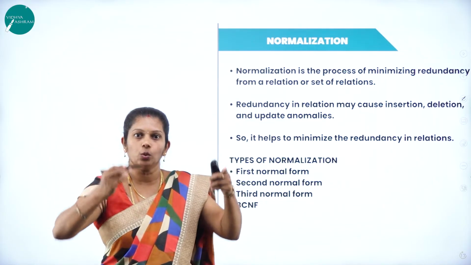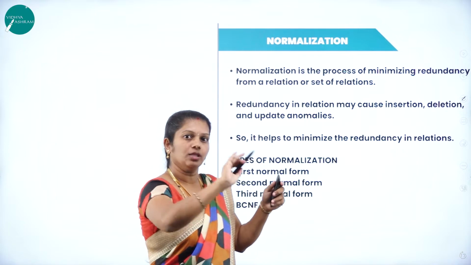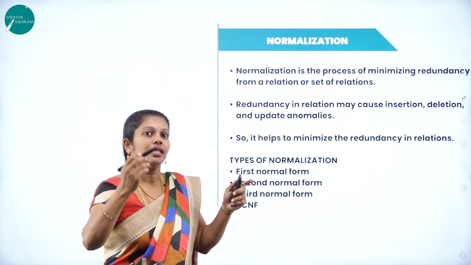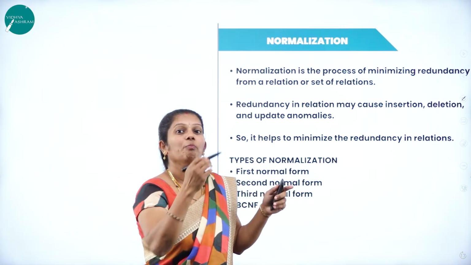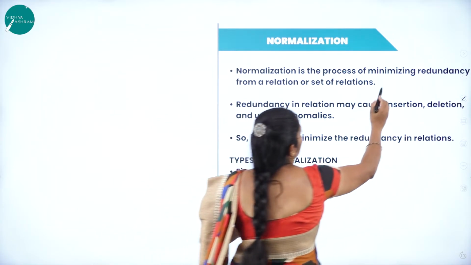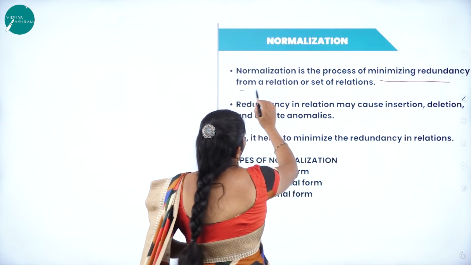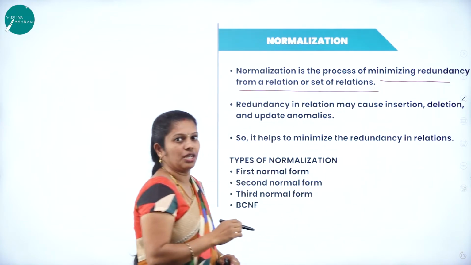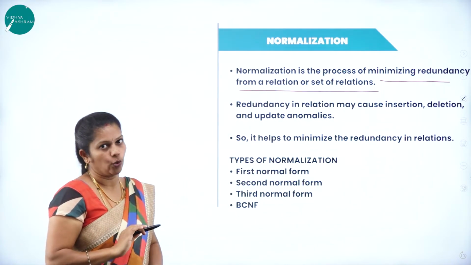Whereas in the office, only one time they will write all the student names, then the combination. It means that this normalization helps to minimize the repetition. Normalization is the process of minimizing redundancy from a relation or a set of relations. Main thing, repetitions can be avoided here.